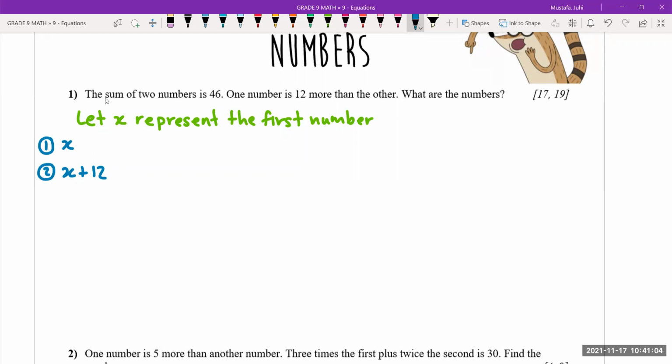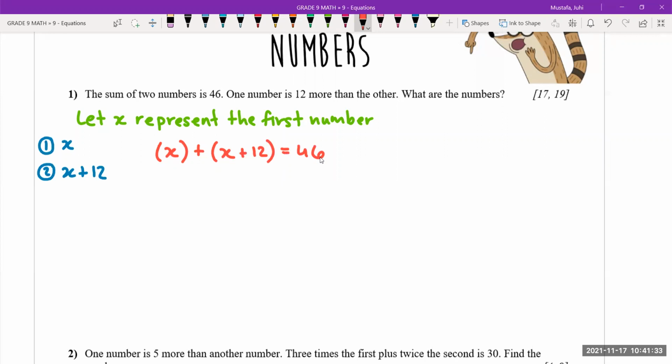Now the question says the sum of these 2 numbers is 46. So what are we going to do? We're going to take the first number, add the second number, and let it equal to 46. Good. All right, so let's set that up. I always like to keep these in brackets. So I'm going to say the first number is x plus the second number is x plus 12, and it's going to equal to 46.